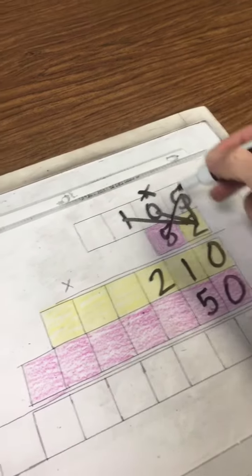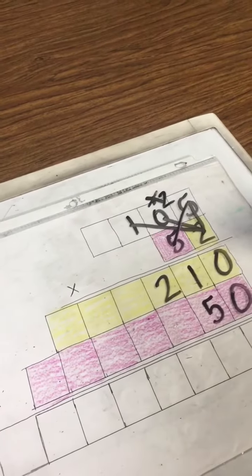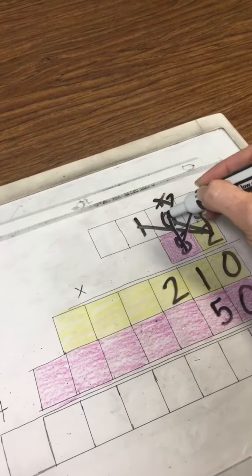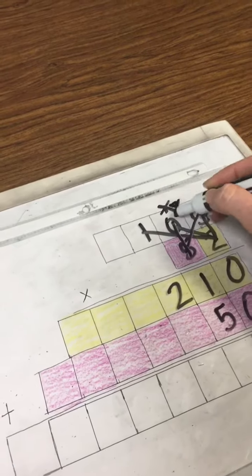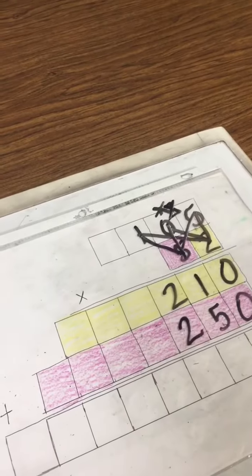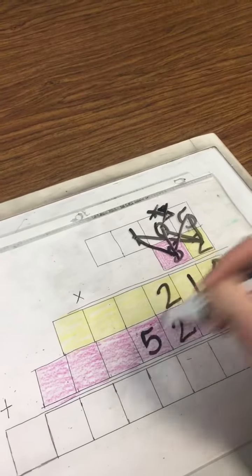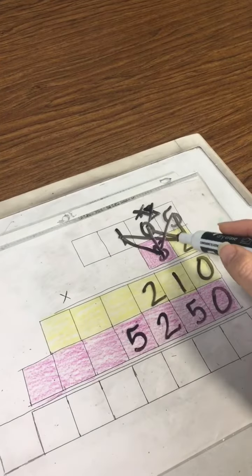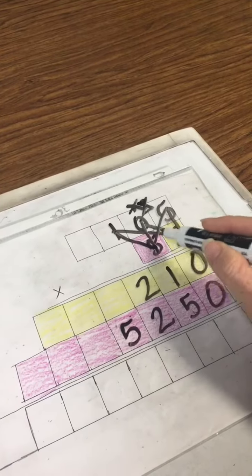So the 5 goes here. Make sure you carry the 2 to the tens place. 5 times 0 is always 0. Plus 2 is 2. Then 5 times 1 is 5. Perfect. Now we multiplied the ones place and the tens place.